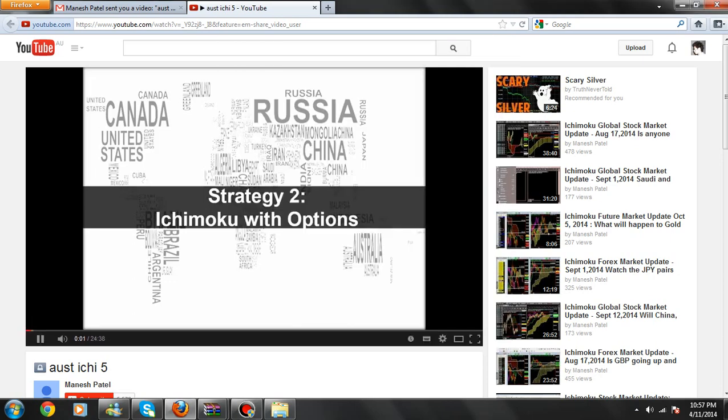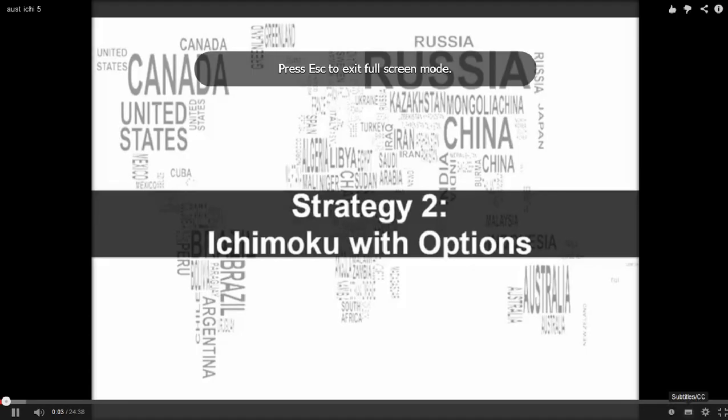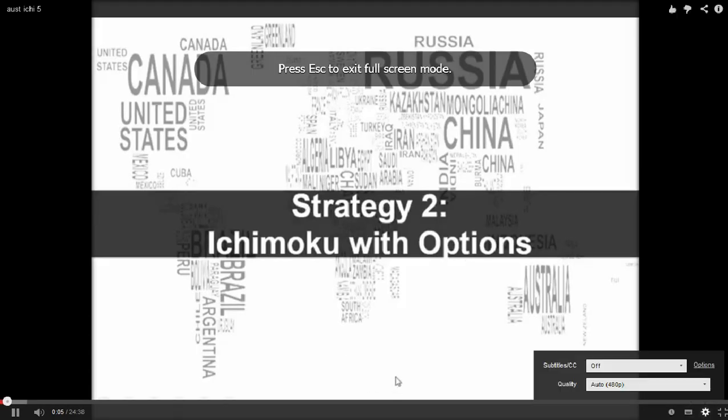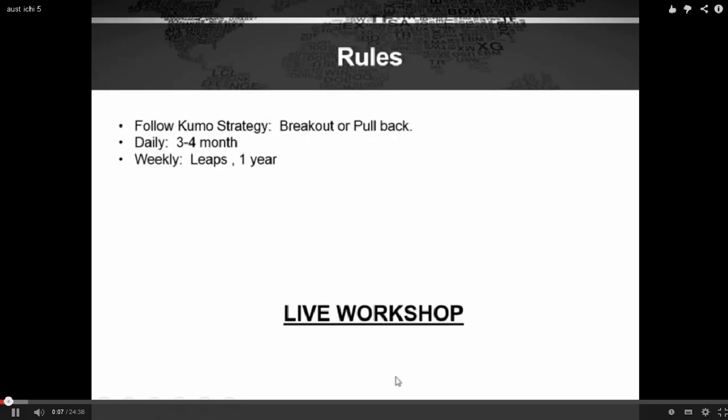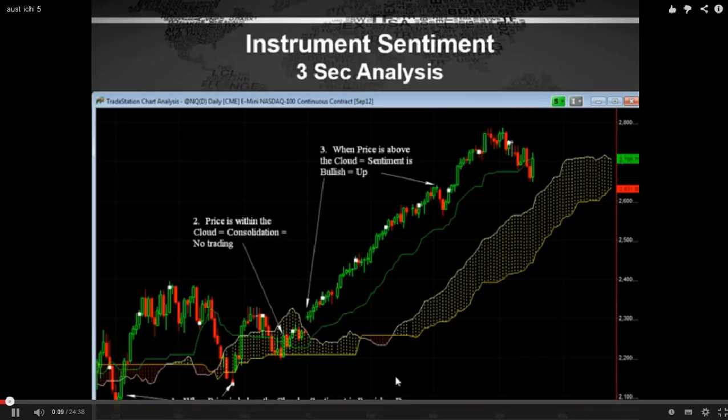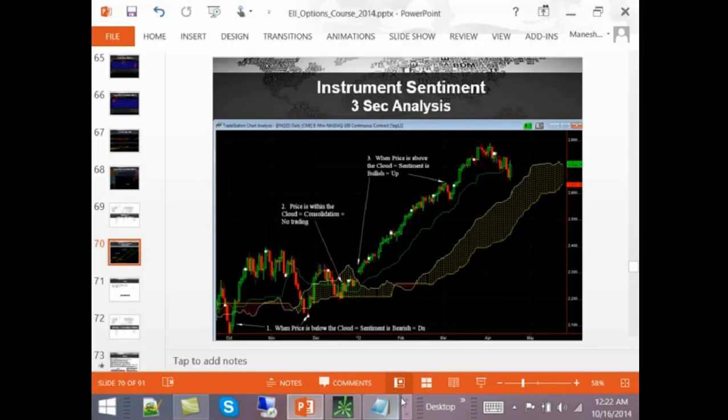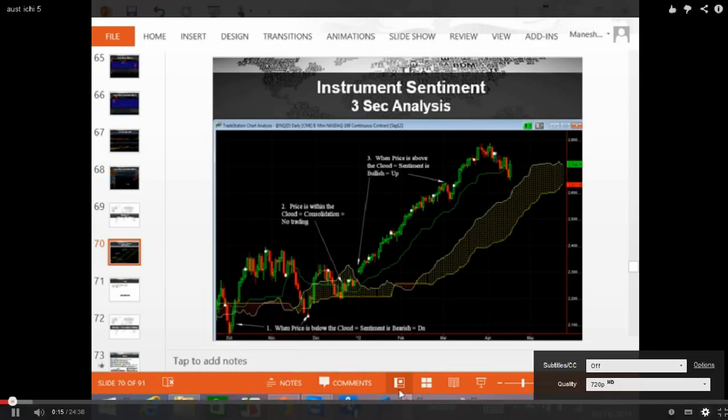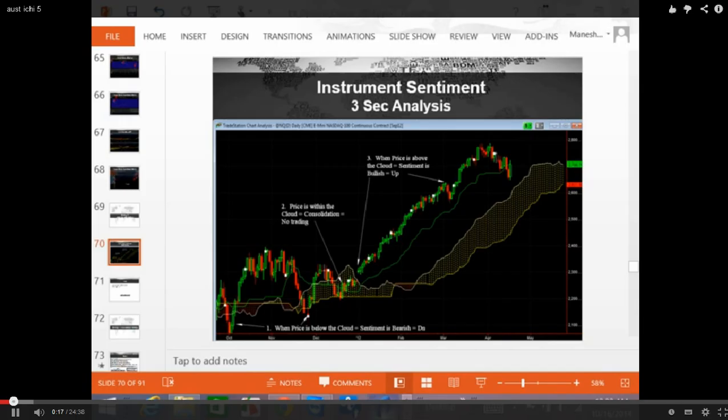This is the obvious one. This is Ichimoku strategies. Everyone good? Yes? Well, what are we looking for? We know Ichimoku, don't we? So let's go through and map out all the Ichimoku strategies.